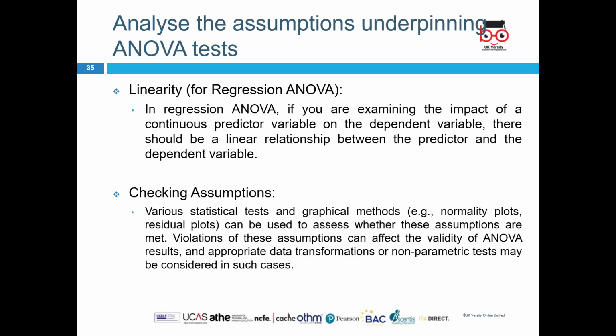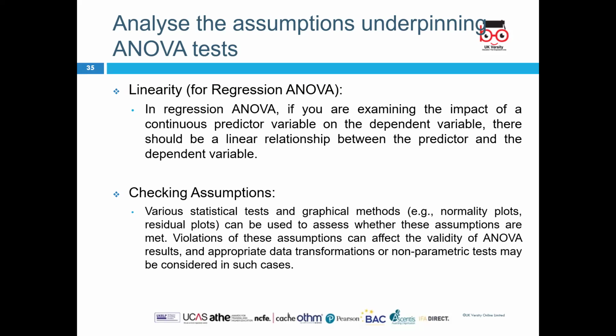Then we have linearity for regression analysis. In regression ANOVA, if you're examining the impact of a predictor variable on the dependent variable, there should be a linear relationship between the predictor and the dependent variable. Normally in regression, you use two or more independent variables. Those are called predictor variables.